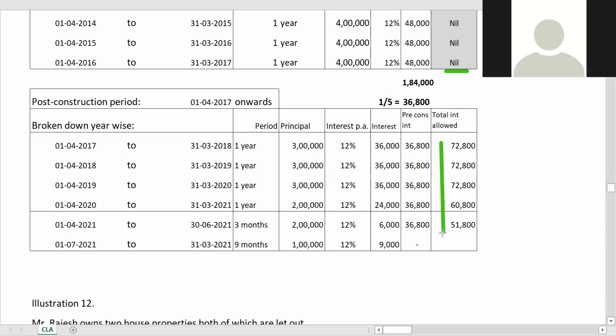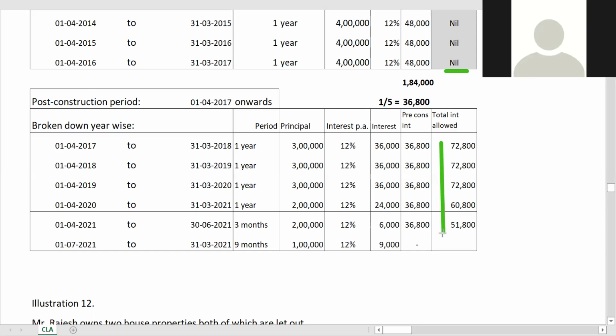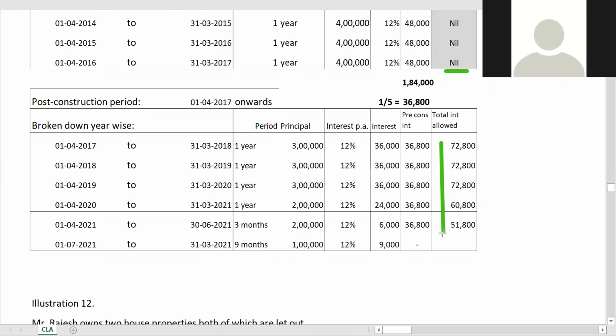Sir, a little bit in also. In the exam we have to make a table like this. Yeah, in the exam you can make a table, try to keep it short.